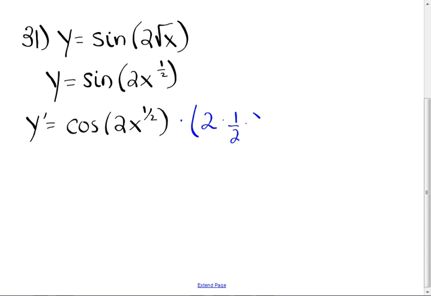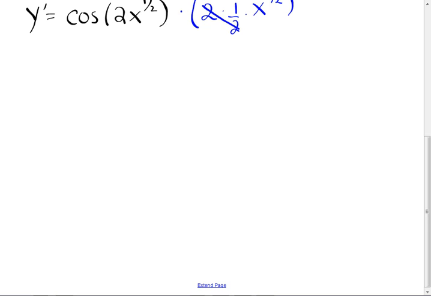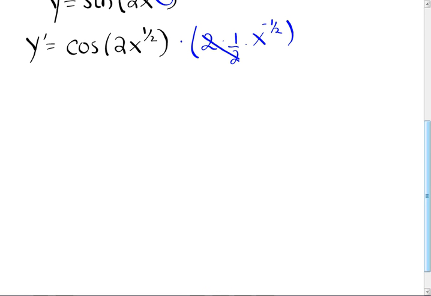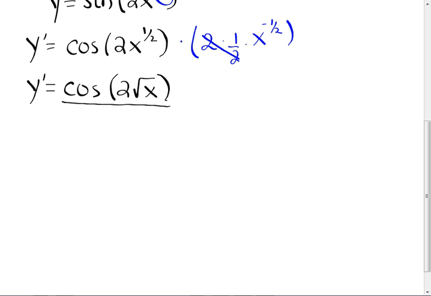Times x to the, because this is my exponent. Square root of x is x to the 1/2. It's the power rule. And I would probably like this to look nice if I want to check my answer in the back. So cosine of 2 square root of x. Let's see, the 1/2s go. The negative 1/2 puts it in the denominator, so it's the square root of x.